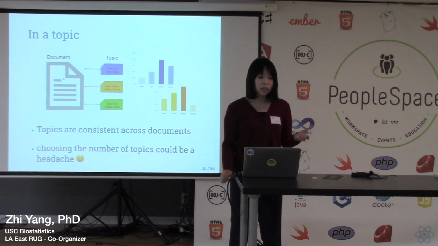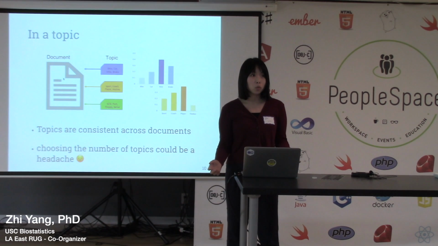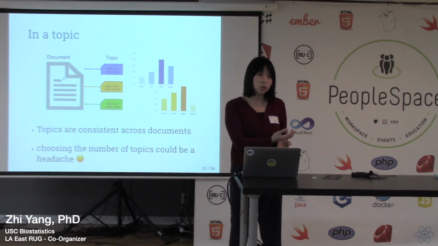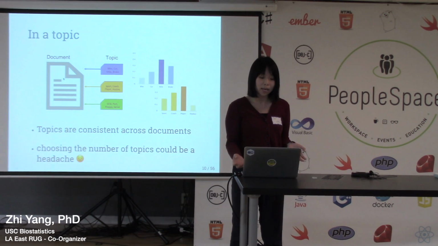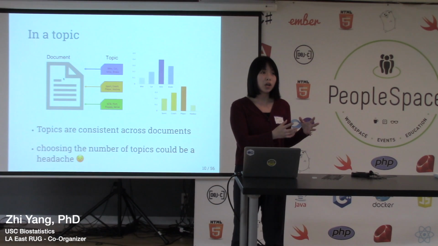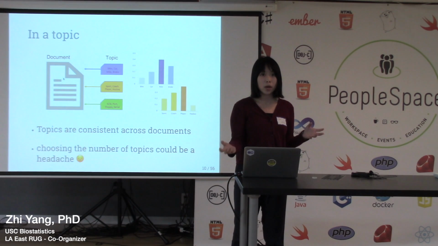And then within the topic, what is in the topic? We think the topics are consistent across the documents. So we are not just going to have one single topic unique to one document. We think a topic is commonly shared across different documents. In that case, you're just going to see a different frequency reflected by the topic. Maybe in some documents you have a much higher representation of some topic compared to other documents.